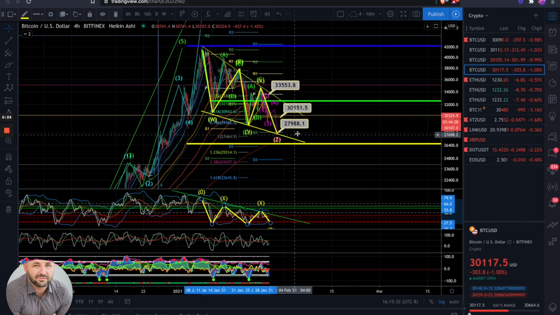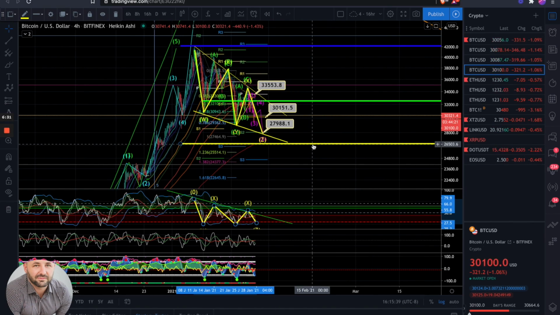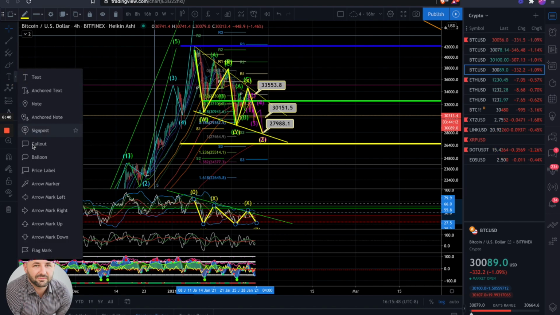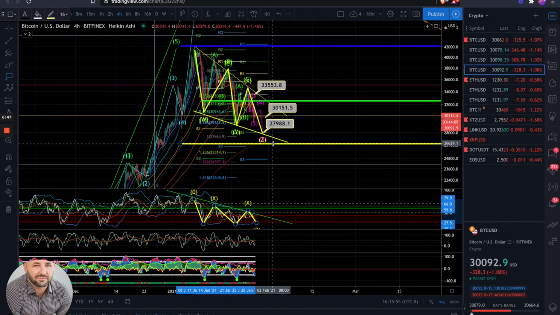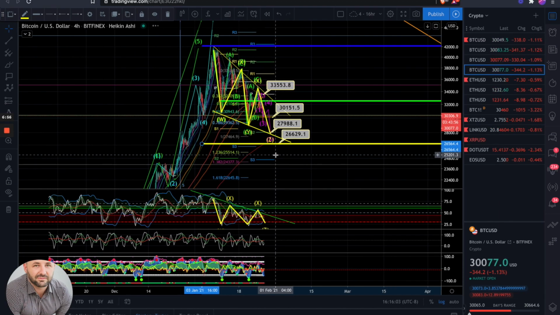I am looking for continuation down, really that 27.9. We have this point right here at the 26.5, which is a zone to be cautious of. If we do break that, I would look for continuation to the downside, actually. And when I mean break it, I don't mean like a wick. I mean break it and then establish this as resistance. I will look for a continuation to the downside. So that zone is going to be pretty important.